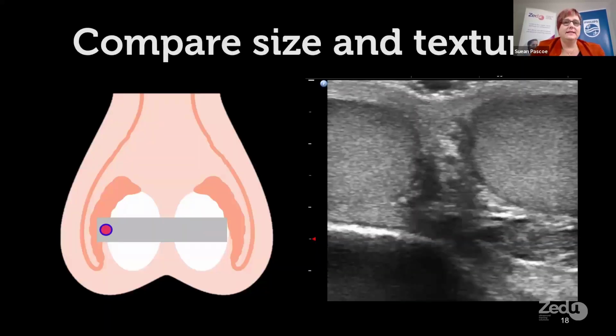I start the examination with just putting my probe in a transverse orientation. Now, sometimes depending on the lie of the testes, it might be a little bit oblique, but I'm just trying to get a picture of both the left and right testis on the screen. What I need to do at this point is compare the size of each testis to make sure they're about the same size, and look at the echotexture.